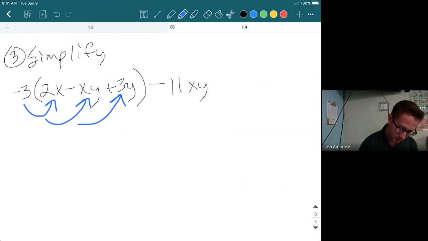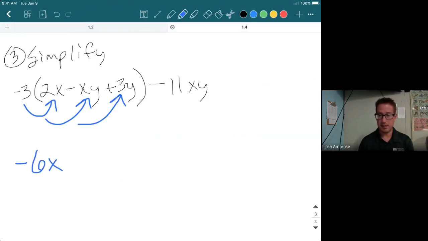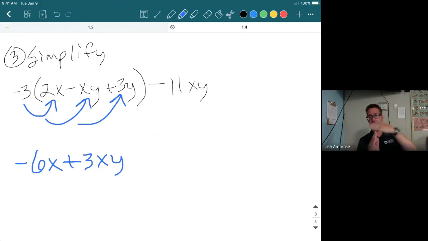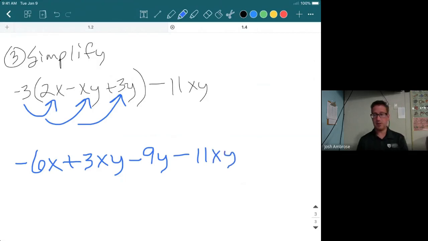So you have a negative 3 times 2, that's a negative 6. Don't forget to tag on the x. Now, a negative 3 times a negative x is going to now create a positive 3xy. Okay, negative, negative, creating positive. All right. Then you have a negative 3 multiplied by a positive 3. That's going to be a negative 9. Don't forget the y. And now don't forget to tag on the minus 11xy right there at the end.